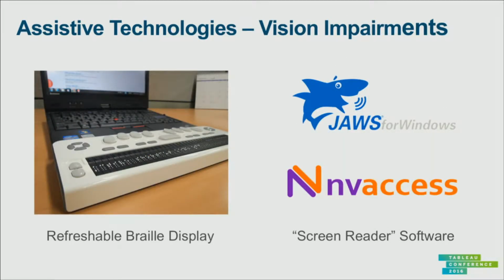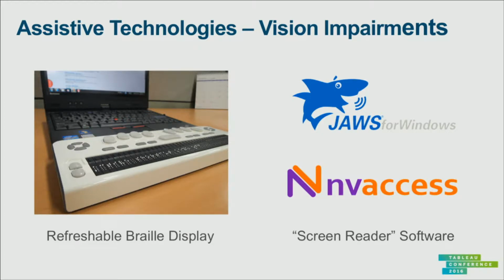For vision impairments, there are a number of different technologies as well, kind of beyond just the ability to zoom in and such, which is standard on most computers. A refreshable braille display is one of those. Basically, it's like a device with little pins underneath it, and it can basically display in braille lines of text that are coming from the computer.